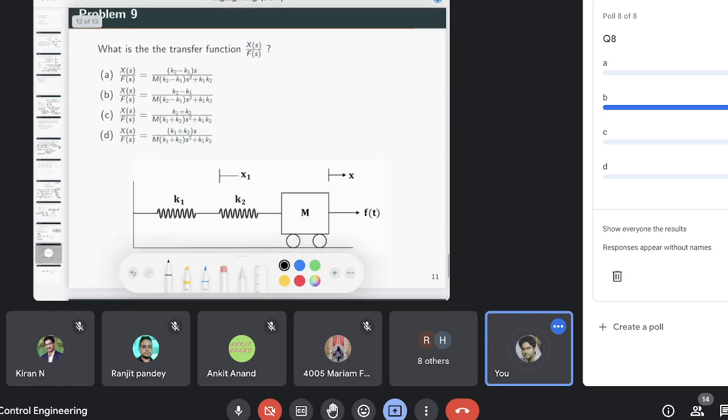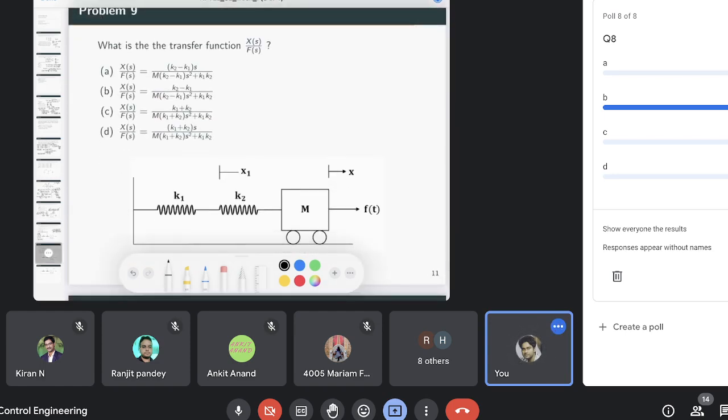Then you have the transfer function. If you know what the transfer function is, it's okay, because I think in the lecture video in week 2, there is a discussion on the Laplace transform and transfer function. You have to find the transfer function between x and F. The transfer function is just the Laplace transform of the output by the input when all the initial conditions are taken as 0. Here the input is the force you are applying, and the output will be this displacement x.